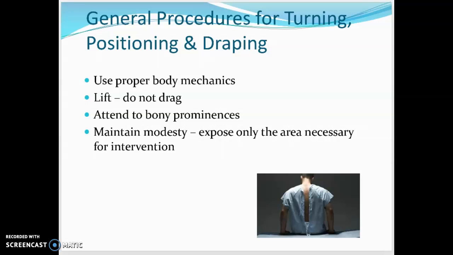So some of the general procedures we want to talk about, of course, as physical therapists, we want to protect ourselves, therefore body mechanics. We talked about that last term. Carries over into everything we do as PTs. We need to make sure that we are looking out for ourselves and using proper body mechanics.